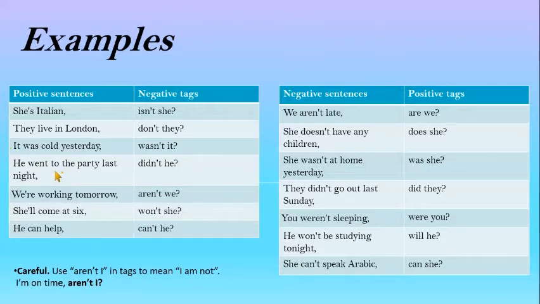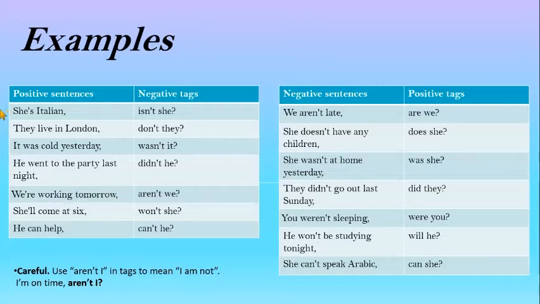Here also I want to explain that we need to be careful using some tag questions. For example, with the subject I, we use aren't I in tags to mean I am not. For example, I am on time, aren't I? So this is the example of tag questions.